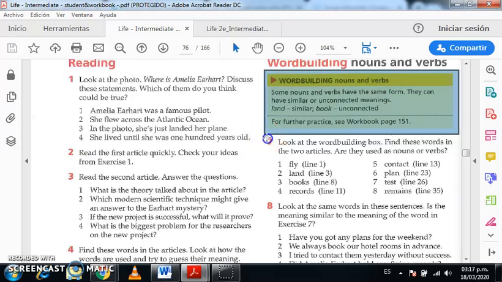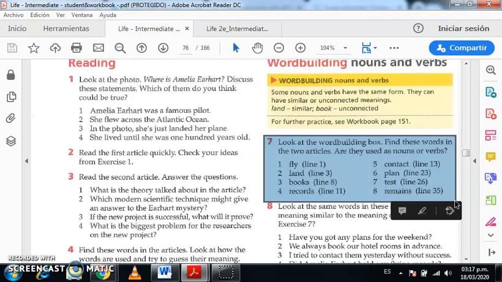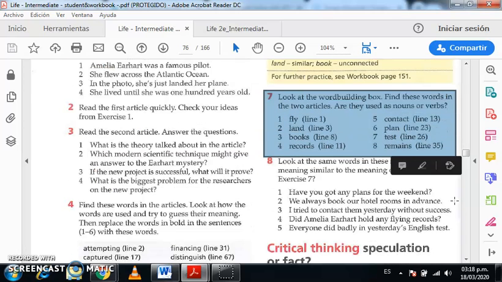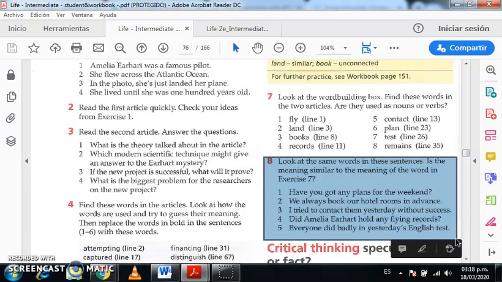So you have to do activity number 7, looking at the word building box, and you have to find these words in the articles, and you have to say if these words are used as nouns or verbs. Finally, we're going to do activity number 8. In activity number 8, what you have to do is to look at the same word in these sentences, and the question says, is the meaning similar to the meaning of the word in exercise 7? You have to tell me if they are the same, if they have the same meaning or not, and why.